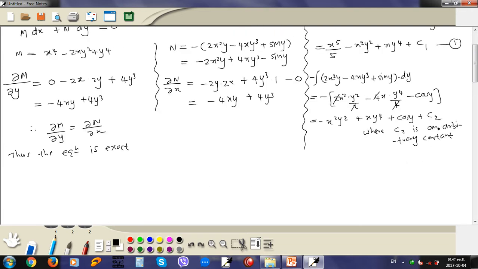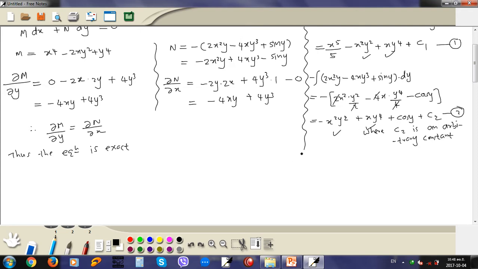This is the second equation. Now you can compare the answers you got from these two parts. Here, x to the power 5 over 5 is not included in that one. Minus x squared y squared, yes, both are in there, right? And xy to the power 4, yes.